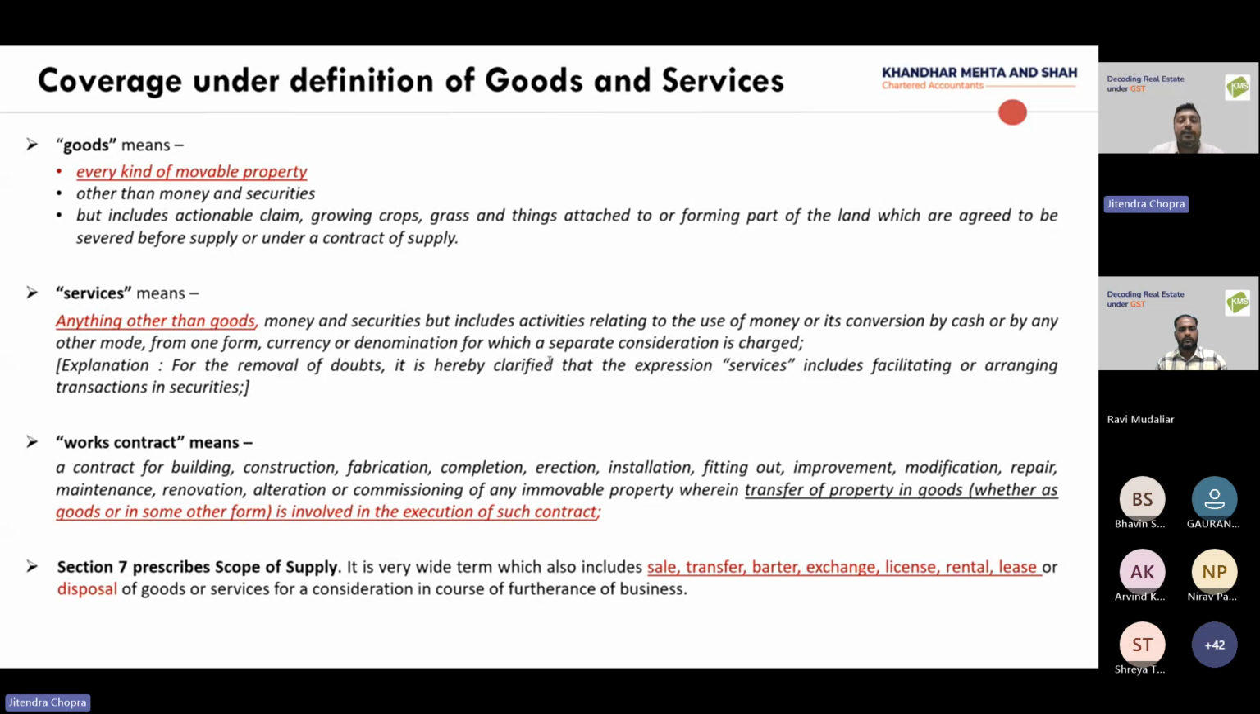Now, if we refer to Section 7 defining the scope of supply, the definition has been kept very wide. It includes sale, transfer, barter, exchange, license, rental, lease. This wide drafting is the reason why disputes continue in real estate, because many transactions involve barter. For example, in a JDA transaction, the landowner gives development rights to the developer, and in return, the developer gives constructed area or flats to the landowner. Even though no money may be involved, the GST department treats this exchange as consideration. Therefore, such a barter transaction may become taxable under GST. This is the basic concept behind GST applicability on JDA structure.